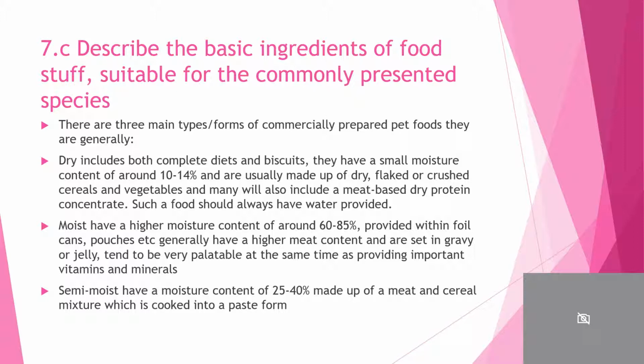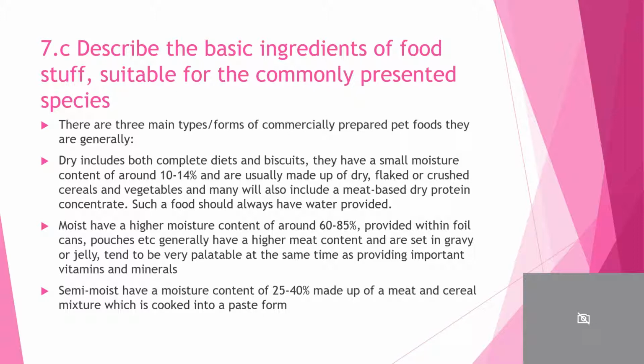Describe the basic ingredients of foodstuffs suitable for the commonly presented species. There are three main types or forms of commercially prepared pet foods. They generally are dry, and that includes both complete diets and biscuits. They have a small moisture content of around 10 to 14% and are usually made up of dry, flaked or crushed cereals and vegetables, and many will also include a meat-based dry protein concentrate. Such a food always needs to have water provided with it.